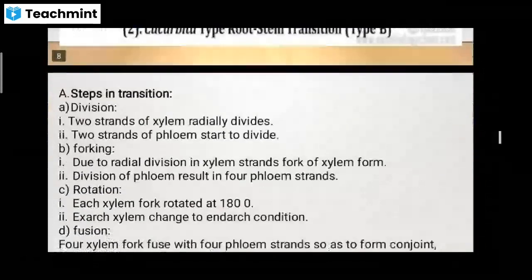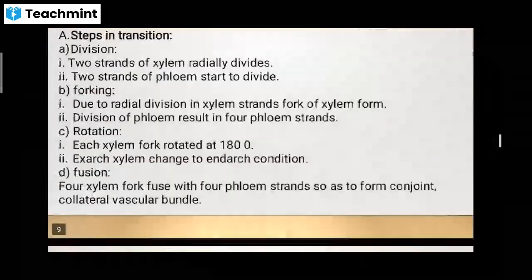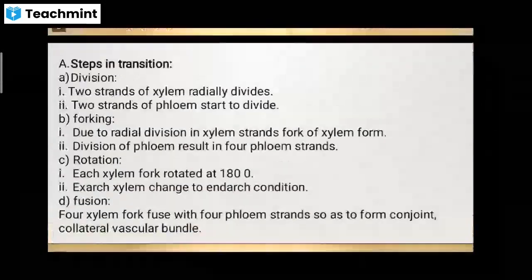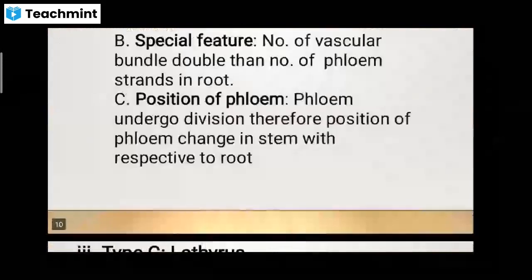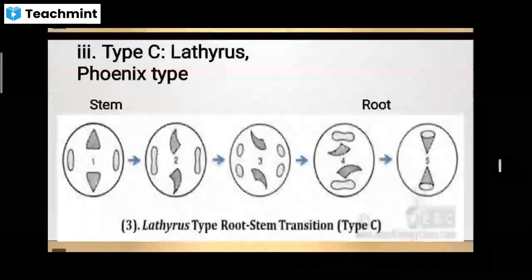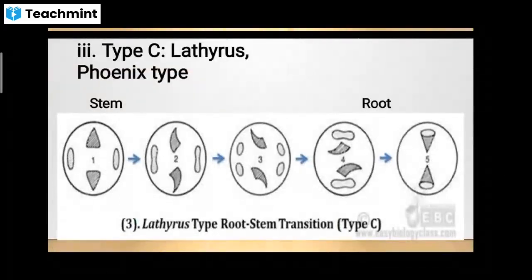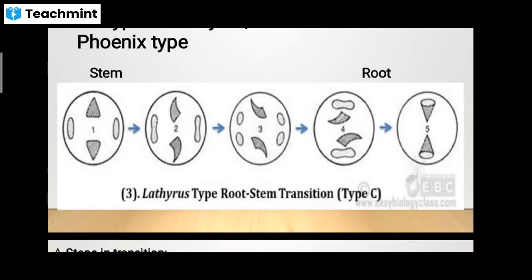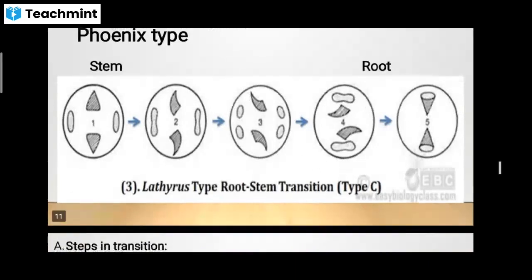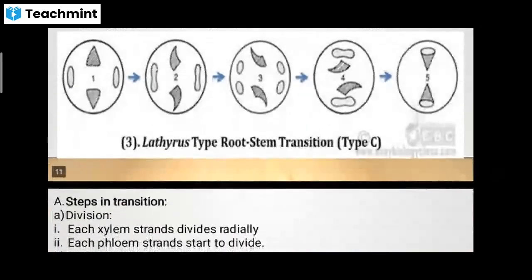Okay, then let's move towards type 3. In type 3, it is the type C or Lathyrus or Phoenix type. What happens in type C, which is also called Lathyrus or Phoenix type? Here you can see the position of the vascular bundle in root and stem.